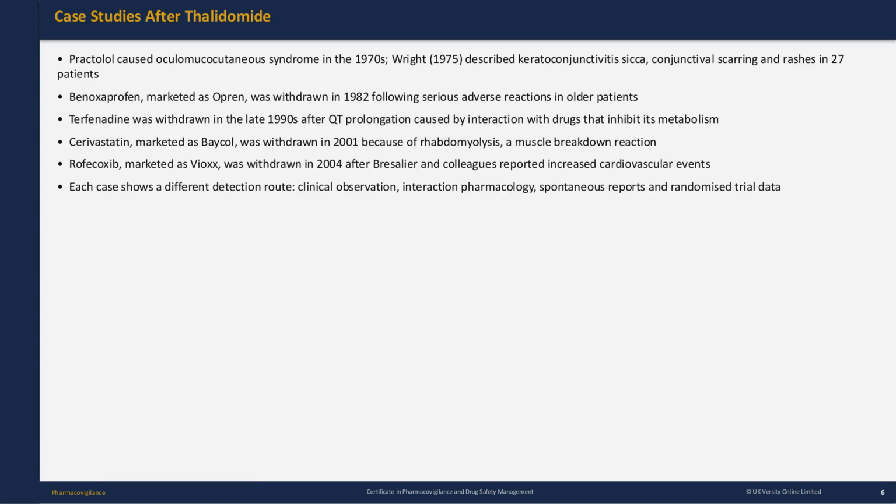Case studies after thalidomide. Practolol caused oculomucocutaneous syndrome in the 1970s. Wright, 1975, described keratoconjunctivitis sicca, conjunctival scarring, and rashes in 27 patients. Benoxaprofen, marketed as Opren, was withdrawn in 1982 following serious adverse reactions in older patients. Terfenadine was withdrawn in the late 1990s after QT prolongation caused by interaction with drugs that inhibit its metabolism. Cerivastatin, marketed as Baycol, was withdrawn in 2001 because of rhabdomyolysis, a muscle breakdown reaction.